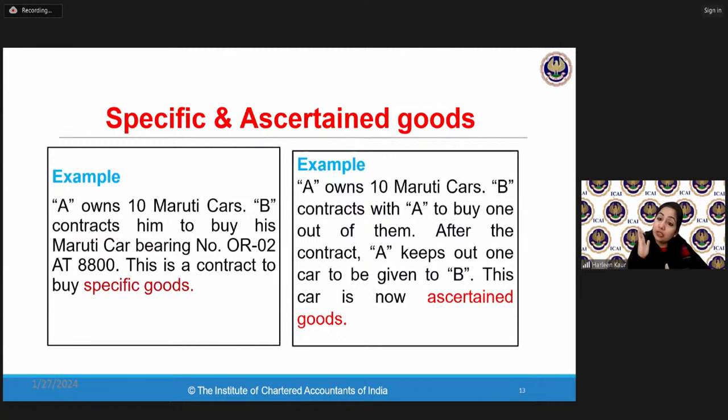But if A owns 10 Maruti cars and he wants to sell one out of them, so any one I want to sell. Now I have not specified. So I take out one and I keep it out. This is a certain goods.